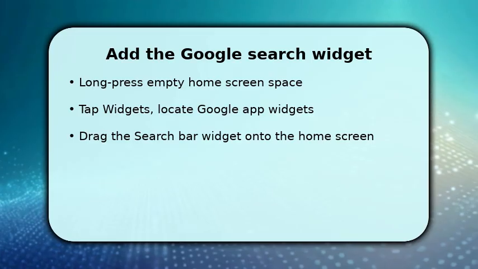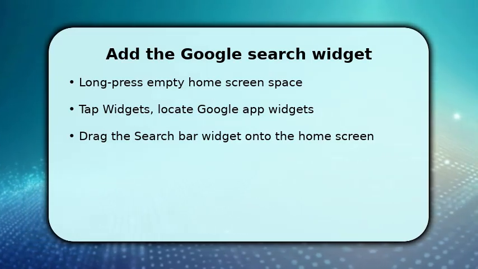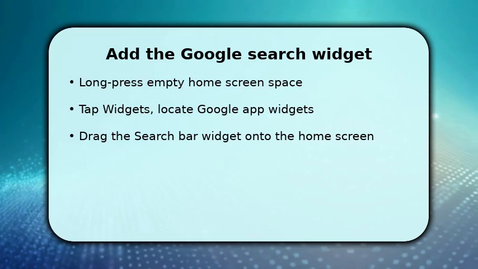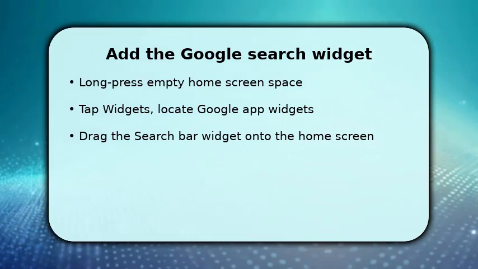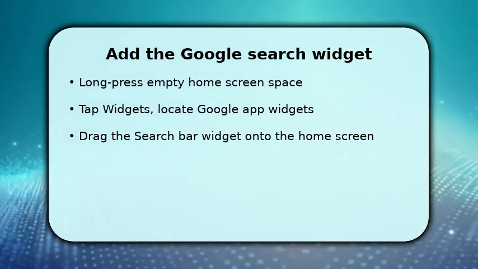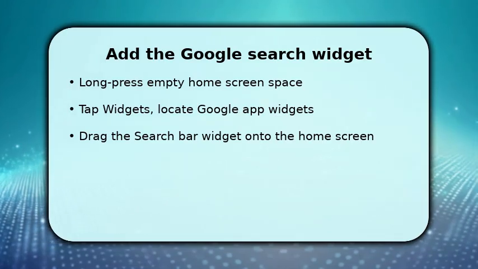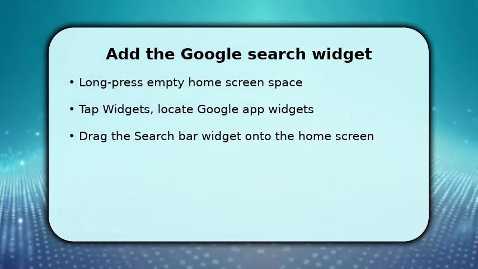Tap and hold the search bar widget, then drag it to the top of the home screen where you want it to sit. Release to place it, and if prompted, allow widget permissions. You're doing this because widgets are the system-supported way to restore the bar quickly.